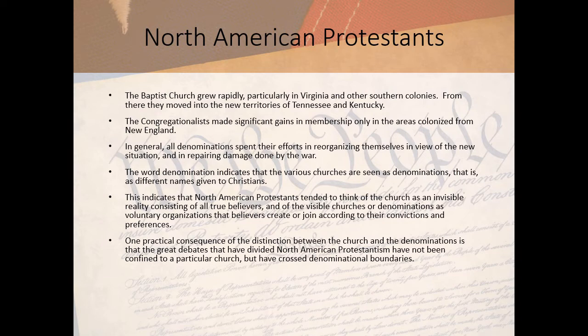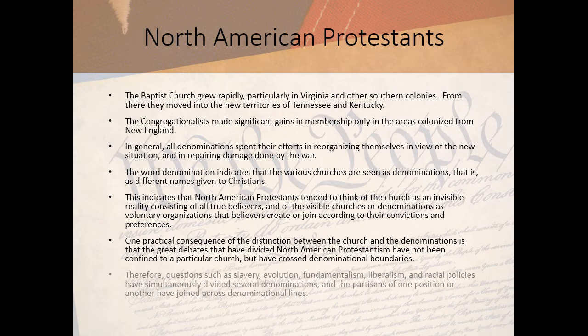So again, it's uniquely American. It has something to do with the way that we think and the way that we were founded, that we're looking at this now more from an individual perspective than from the collective. And that's going to have a great impact on the way churches function. Therefore, questions such as slavery, evolution, fundamentalism, liberalism, and racial policies have simultaneously divided several denominations, and the partisans of one position or another have joined across denominational lines. So it isn't going to be just in one group necessarily anymore.